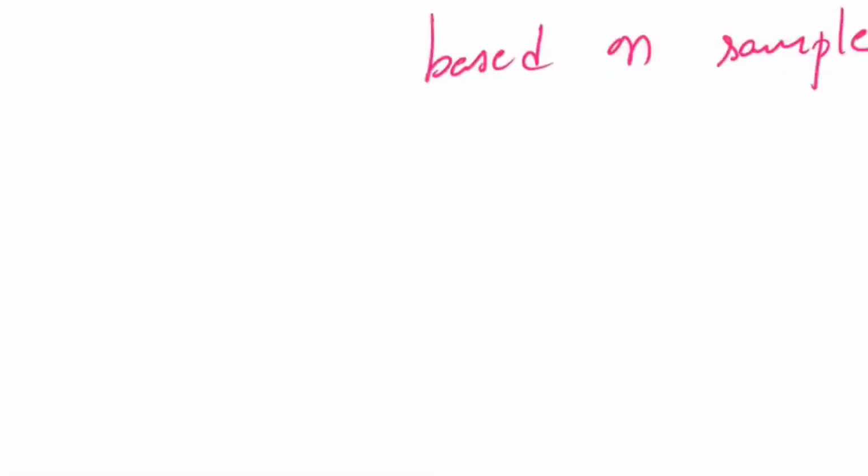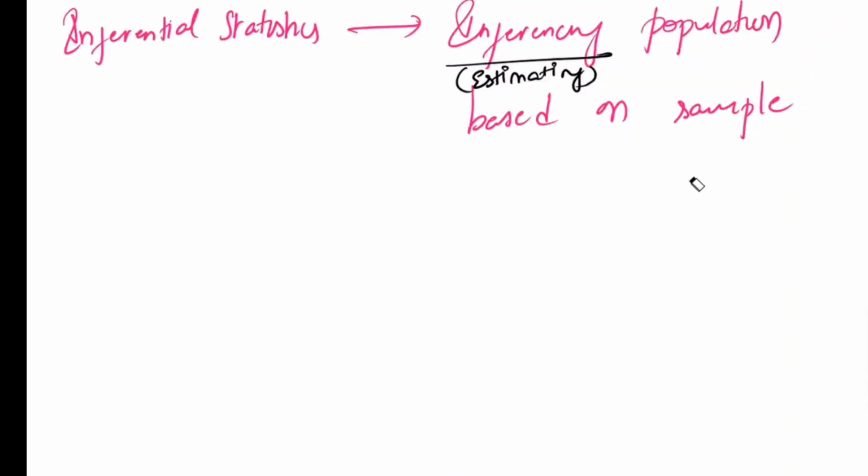Now, what is meant by inferencing? Inferencing is nothing but estimating or concluding. If you write the list of inferences, they are whatever conclusions you have drawn from that. Inferences are also called conclusions. So inferencing the population based on the sample is called inferential statistics.